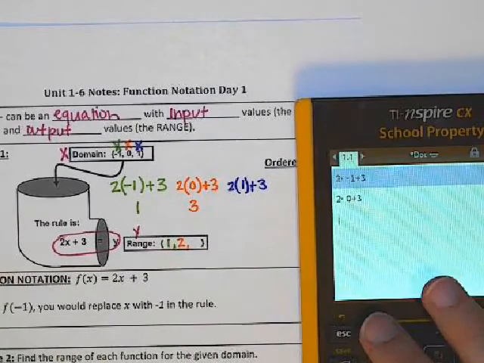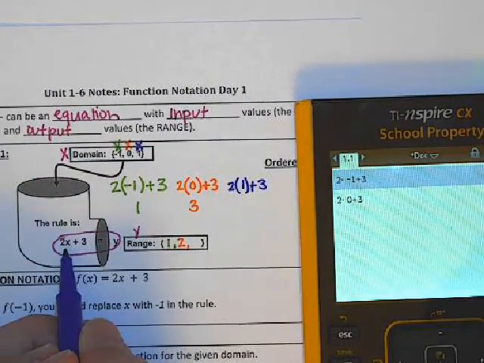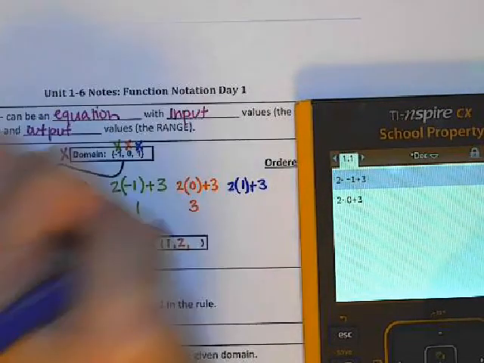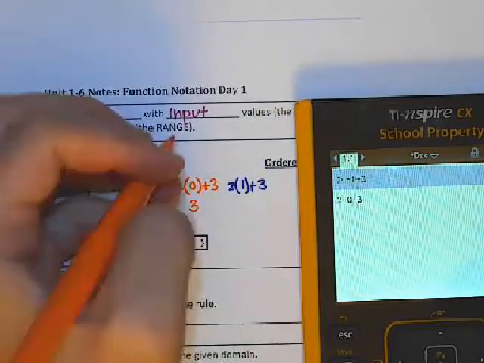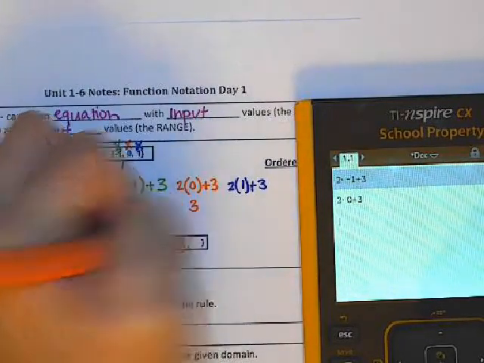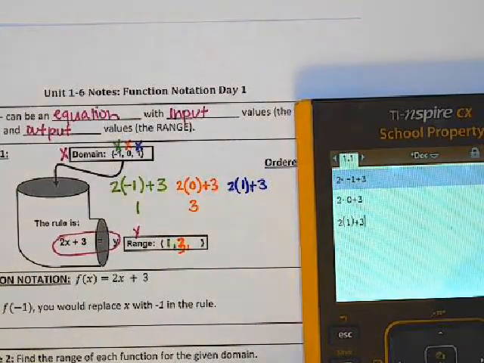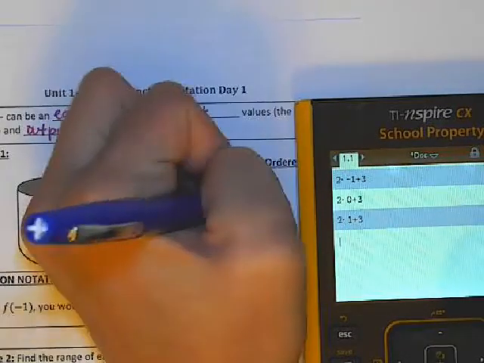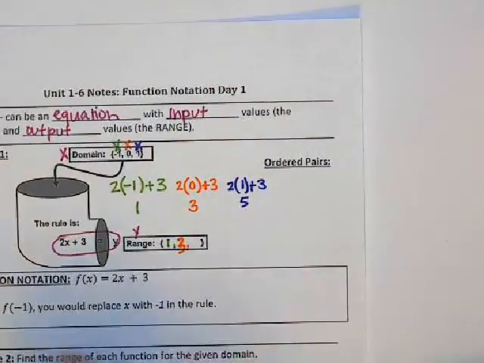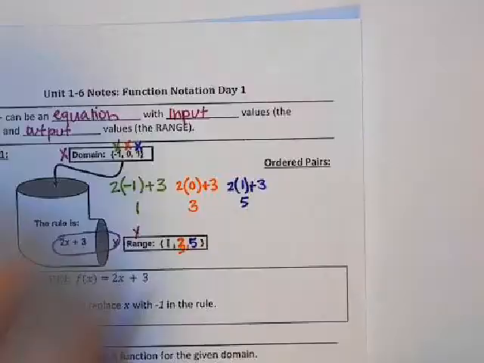Where did what come from? The 2, right here. And the 1. Oh, this should be a 3. Sorry, y'all. Thank you for catching that. So then 2 times 1 plus 3 gives me 5. And that represents my y. Good.